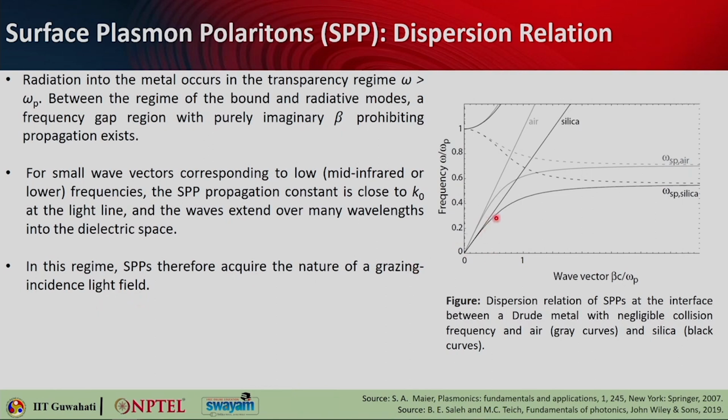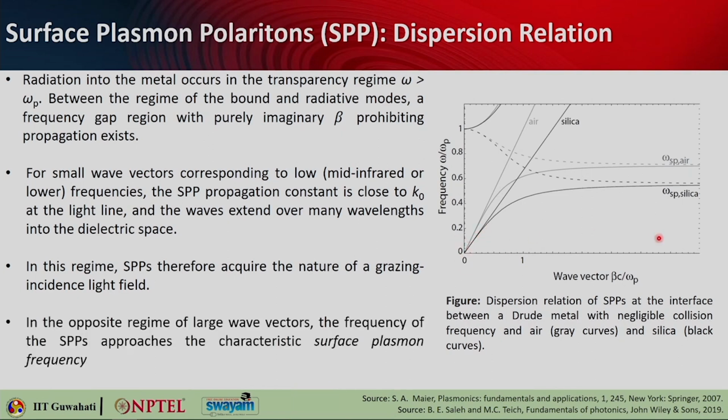So, here, at very small values of wave vector, SPPs have a k naught very similar to the light lines. And if you look at the opposite regime, where the wave vector is very large, in that case the frequency of the surface plasmon reaches a saturation, and that is the frequency of surface plasmon resonance, okay.